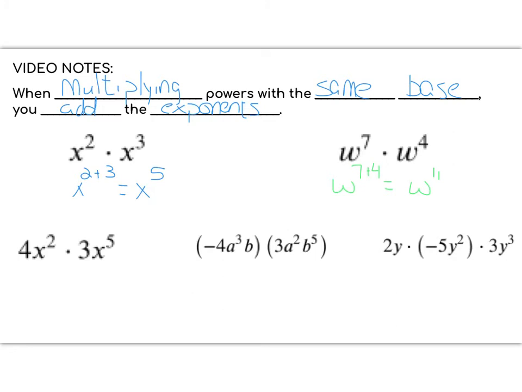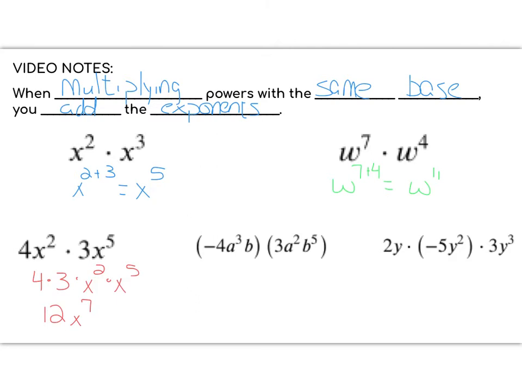You see over here, I have 4x squared times 3x to the 5th. So here I have two coefficients. I have two variables that are the same base. So I'm going to write my coefficients together. That would be 4 times 3 because this is really all just multiplication. And then I have x squared times x to the 5th. Now I'm going to simplify. 4 times 3 is 12, and x squared times x to the 5th, I'm multiplying with the same base, so 2 plus 5 is 7. So that would be 12 times x to the 7th.